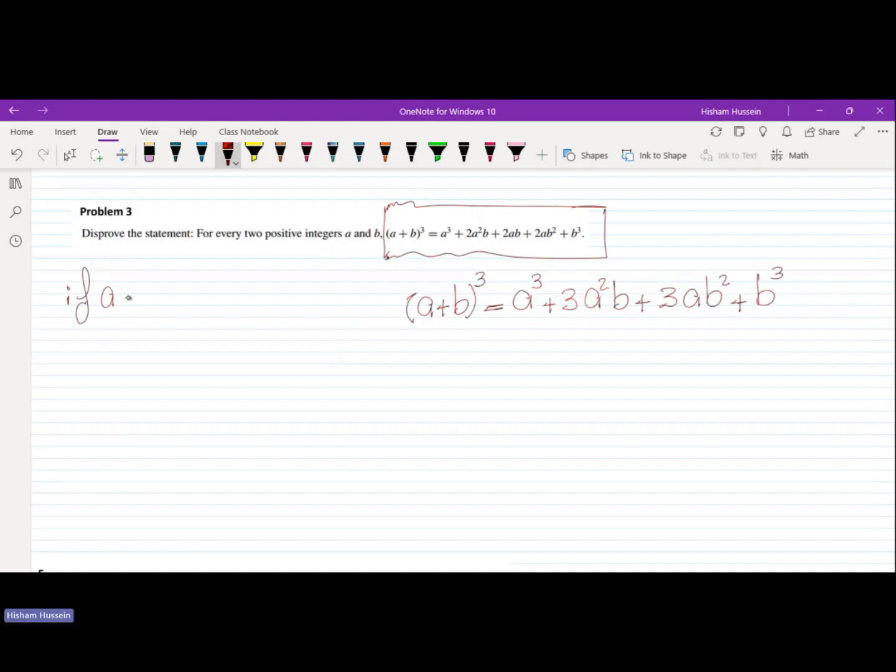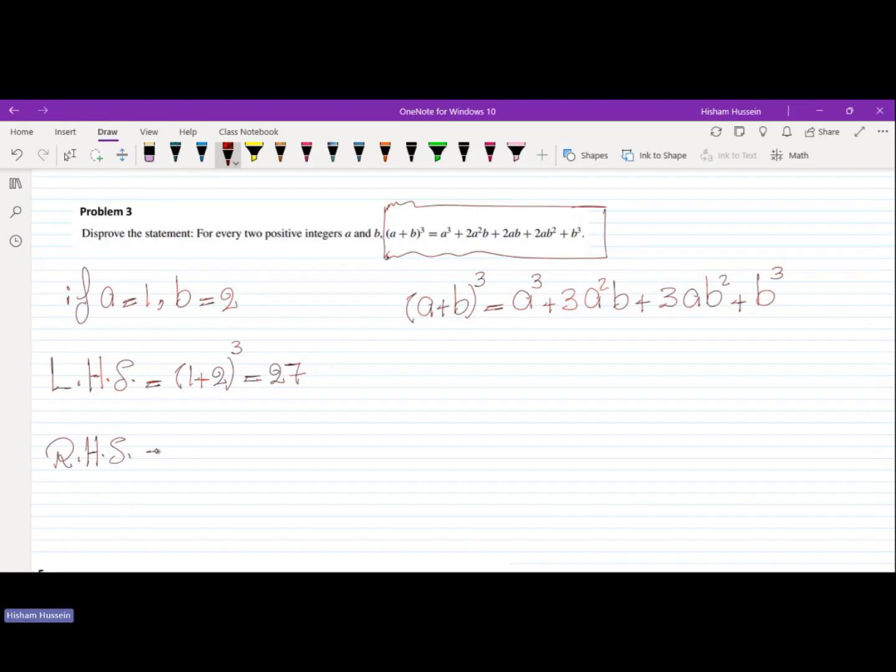If a equals 1, for example, and b equals 2, now we go to find the left and right hand sides. The left hand side is (1 plus 2) to the power 3. 1 plus 2 is 3, to the power 3, this is 27. This is for the left hand side. What about the right hand side?